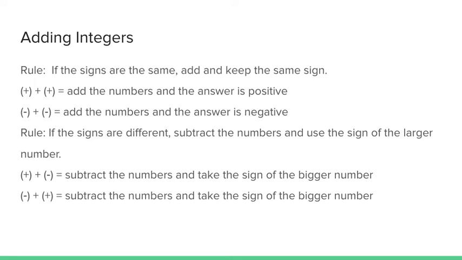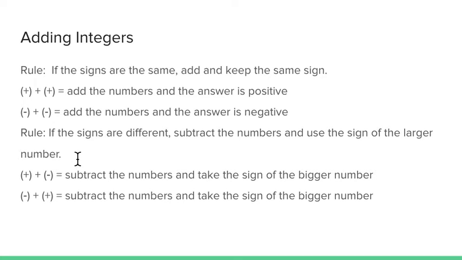Now let's go into some basic rules. If you are dealing with two integers that have the same symbol, so if, for example, you'll see right here, we have a positive plus a positive number, the answer is always going to be positive. And if you are adding two negative integers, a negative plus a negative, the answer is always going to be negative.